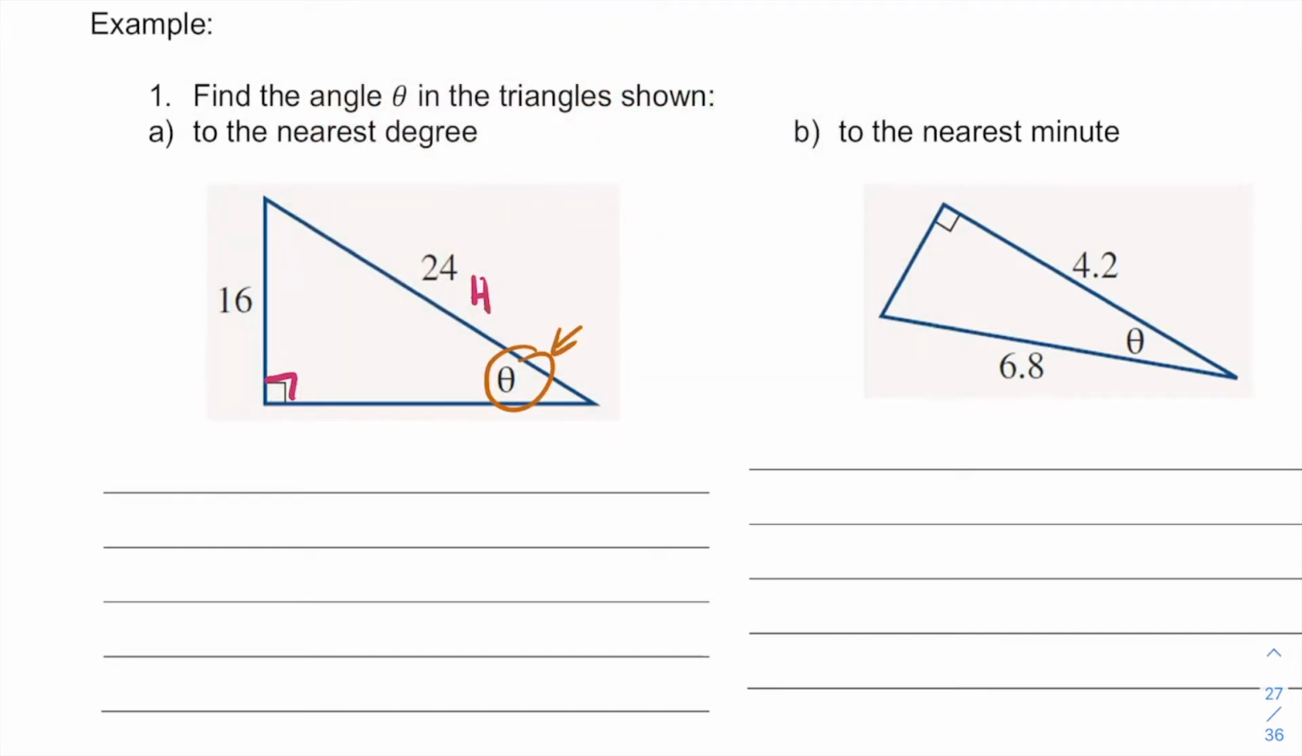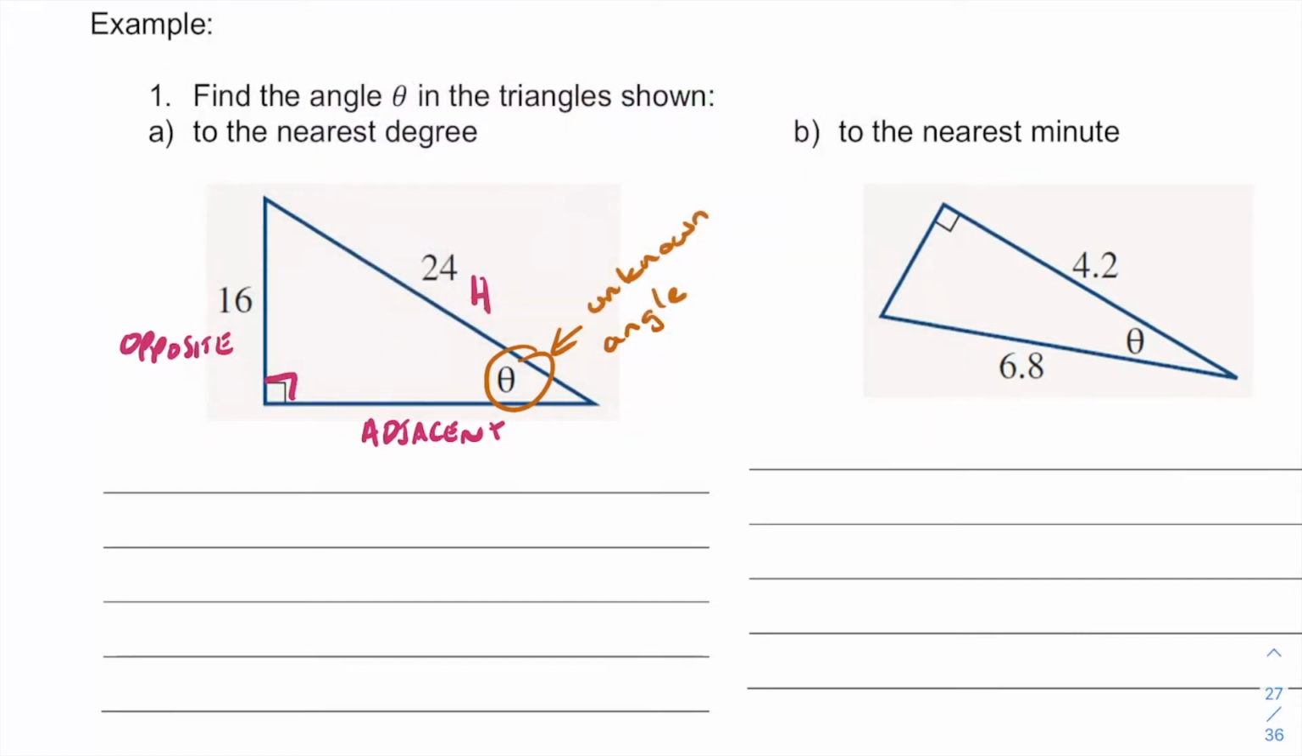This is our angle here, so our unknown angle is right there, which means that this side here is the adjacent side because it is right next to the angle, and this side over here is the opposite side because that is opposite to the angle. And we're going to do the exact same thing as we've done before in setting up what we're doing.